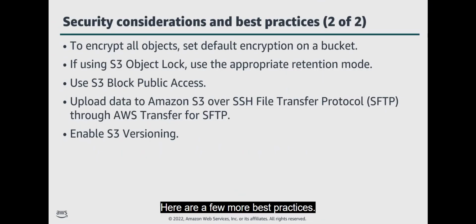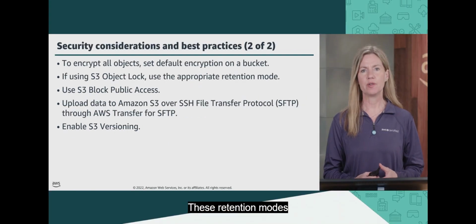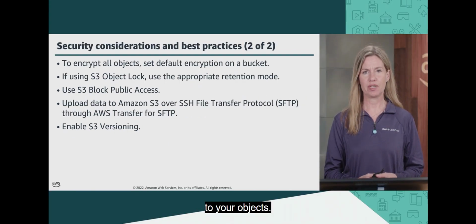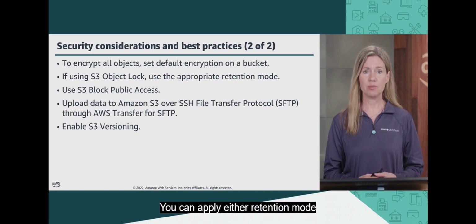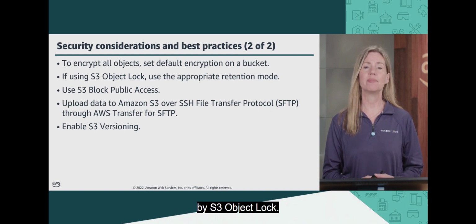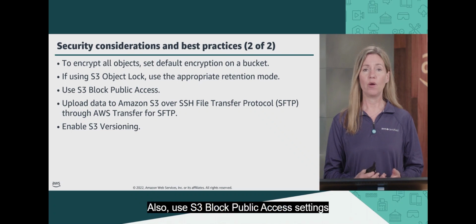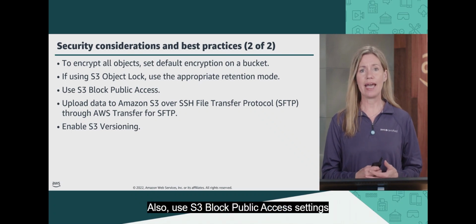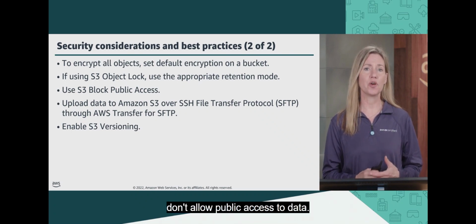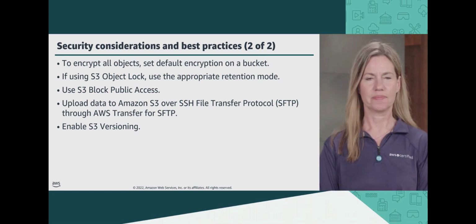Here are a few more best practices. Set default encryption on a bucket if you want all objects to be encrypted once stored in the bucket. Next, while using S3 Object Lock, use the appropriate retention mode, governance or compliance. These retention modes apply different levels of protection to your objects. You can apply either retention mode to any object version that's protected by S3 Object Lock. Also, use S3 block public access settings to enforce that buckets don't allow public access to data.